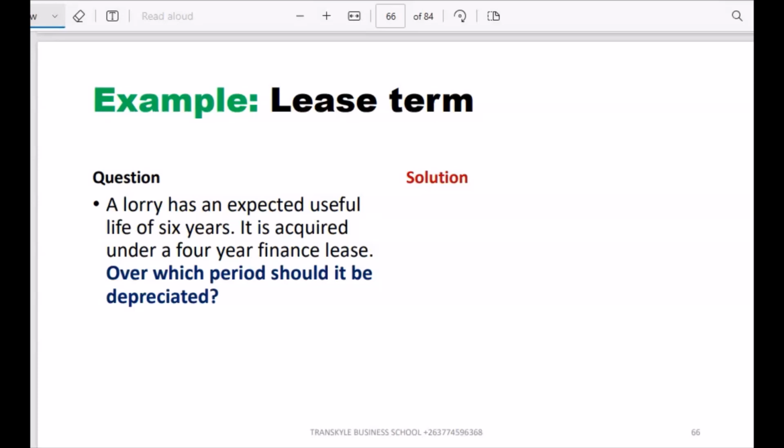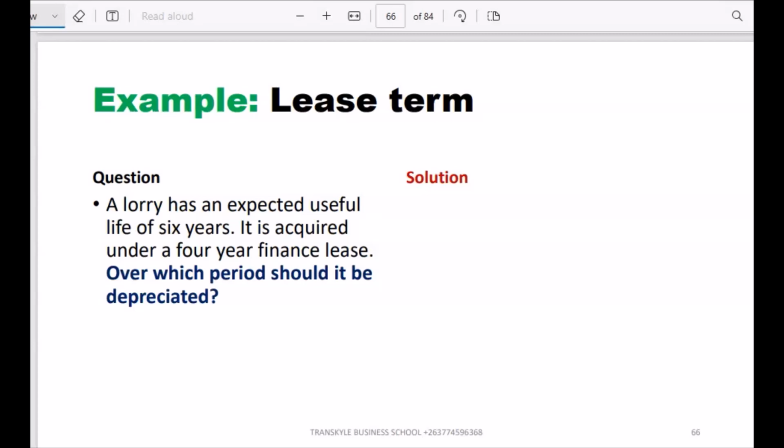A lorry has an expected useful life of 6 years. It is acquired under a 4-year finance lease. Over which period should it be depreciated? And you need to stand on your principle. Okay, this is the question, ladies and gentlemen.